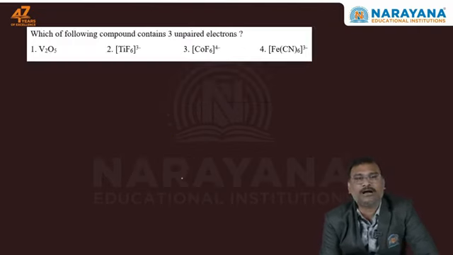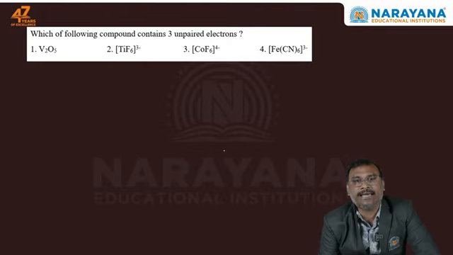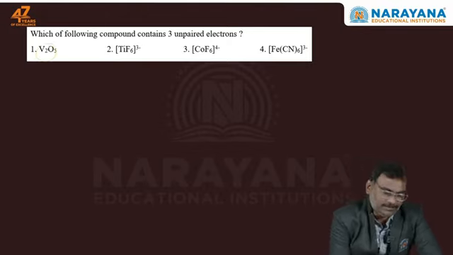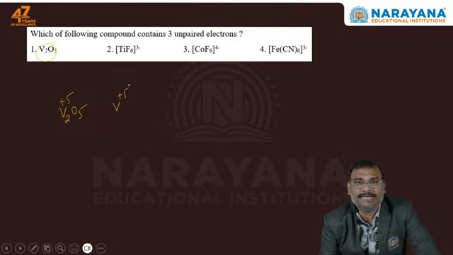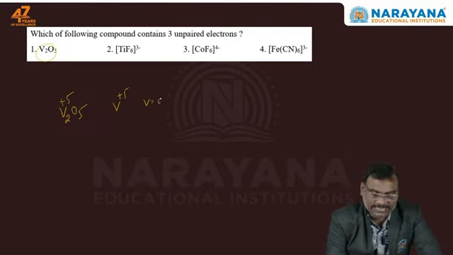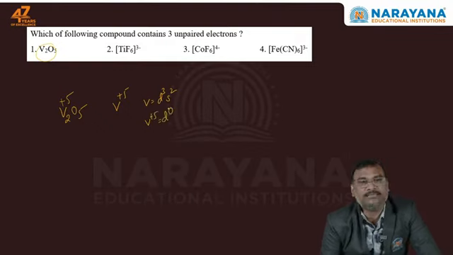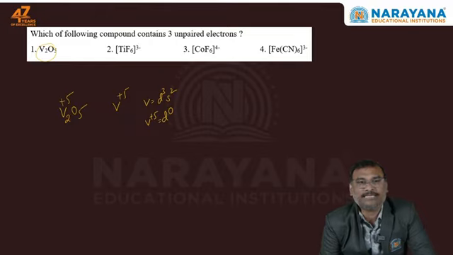Which of the following compounds contains 3 unpaired electrons? Take the first option, V2O5. Here, the oxidation state of vanadium is +5. Scandium, titanium, vanadium, that is 3d3 4s2. For vanadium +5, the total number of d electrons is 0. So 0 unpaired electrons are present.